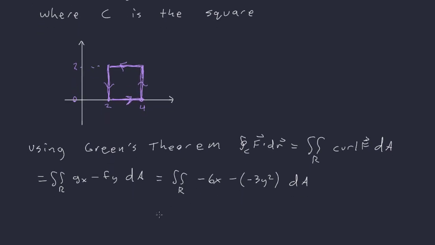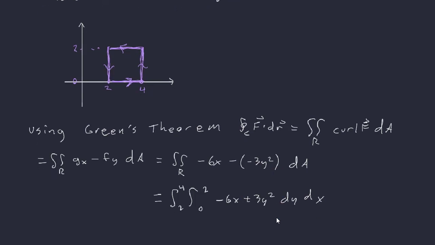So we end up with, and here's the even better part, since this is a rectangular region, we can set this up in any order we want, and it's constant to constant. So we could do, say, x on the outside, integral from 2 to 4, integral from 0 to 2, negative 6x plus 3y squared dy dx. Now this is going to be a much nicer problem to work with.